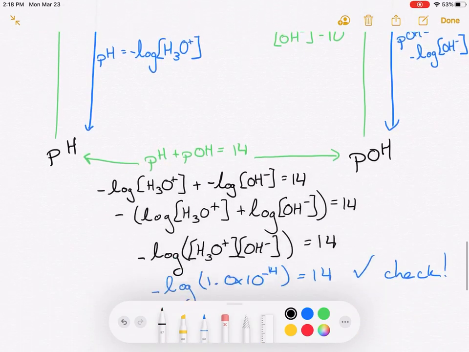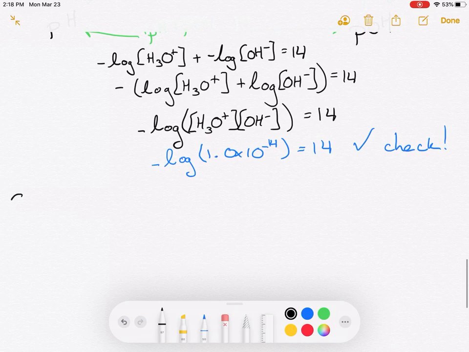So let's just do a quick practice together, and then I will set you free to do some on your own. So let's do an example.